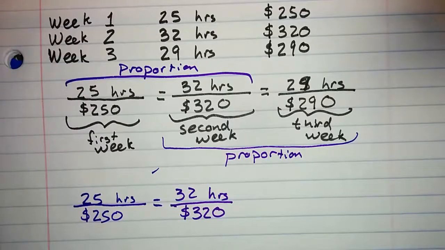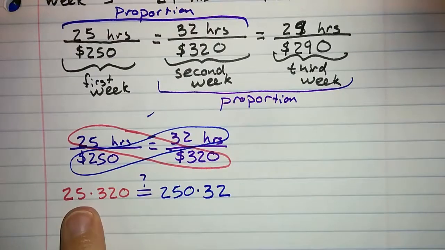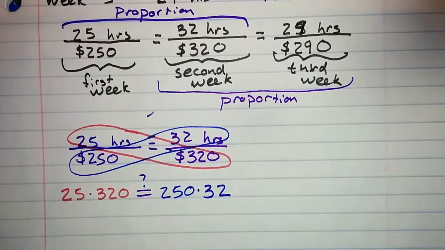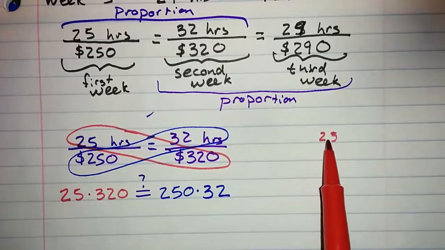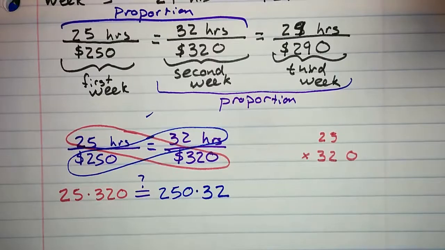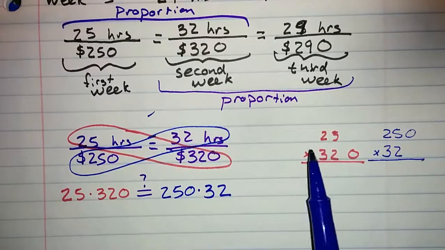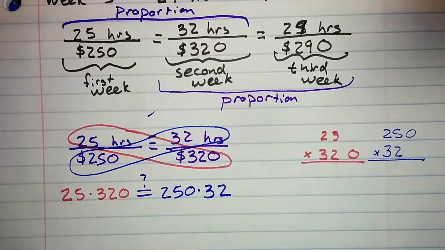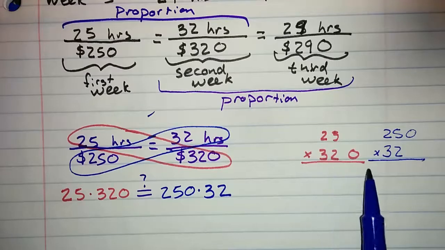Well, looking at my cross products here, I want to see 25 times 320. Does that equal 250 times 32? And of course, we can just work out that multiplication. Though, looking at the way we're going to work out this multiplication, maybe we can already see that these are going to give us the same answer, right? Because either way, we're going to multiply 32 times 25 and put a 0 on the end.